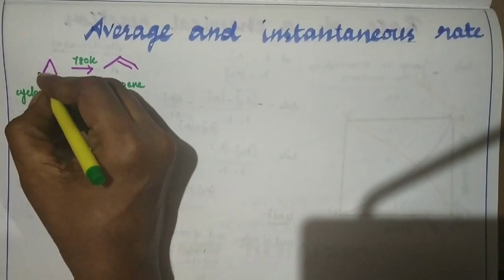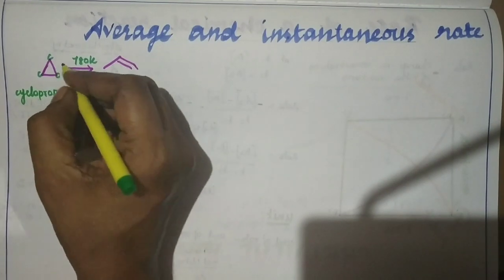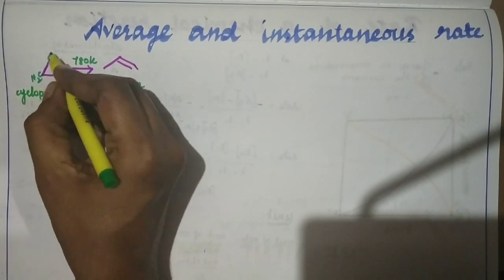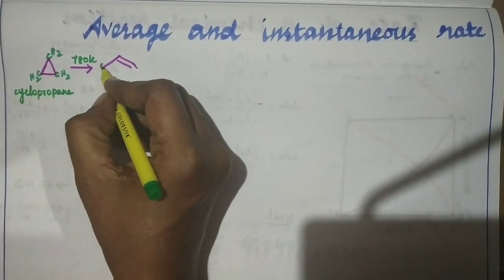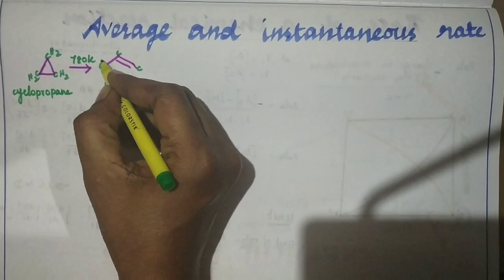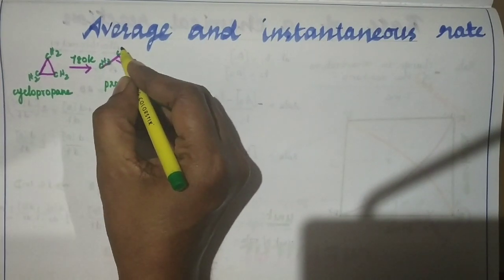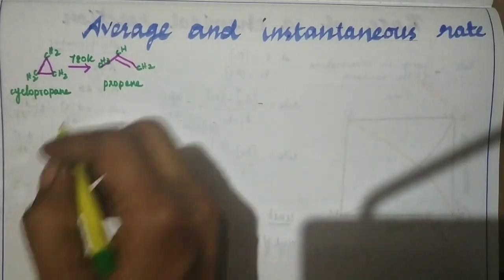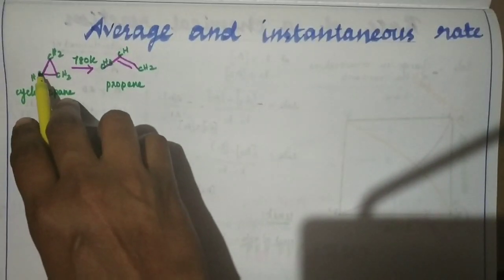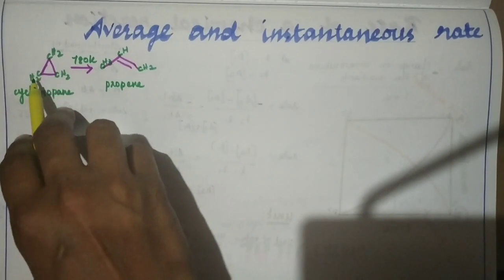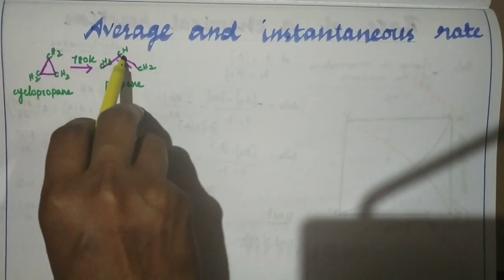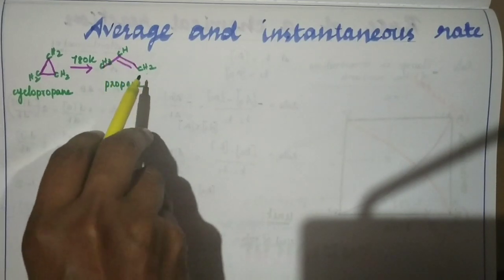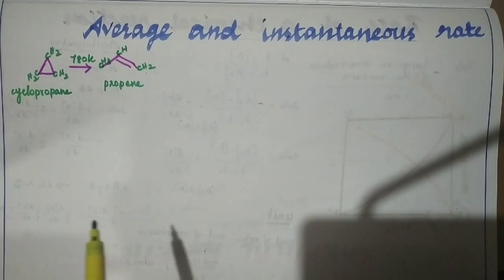Okay, so here 1, 2, 3 carbons are there. Here H2 and H2. In this example also 1, 2, 3 carbons. Here CH3, then here CH2. Okay, same molecular formula: 3 carbons, 6 hydrogens. Here also 3 carbons and hydrogens: 3 plus 1 is 4, 4 plus 2 is 6.